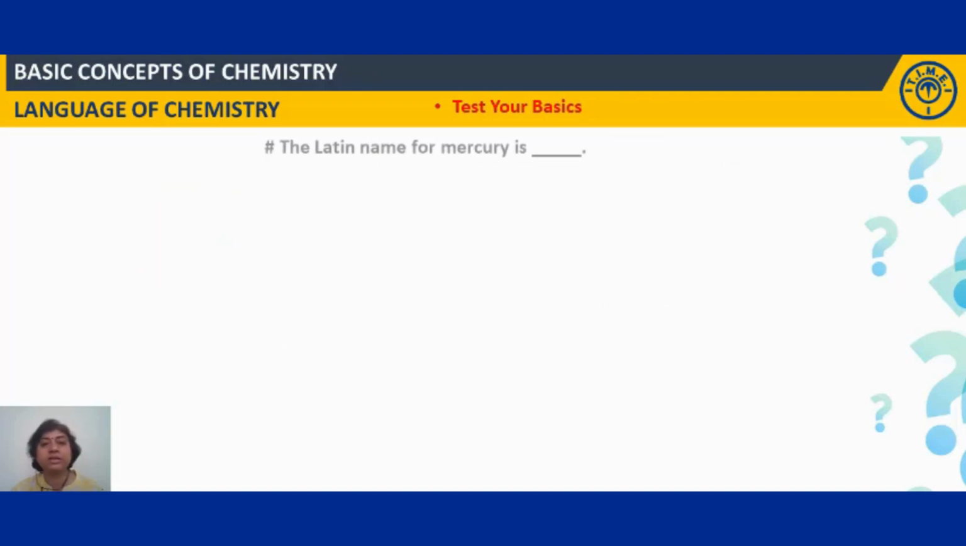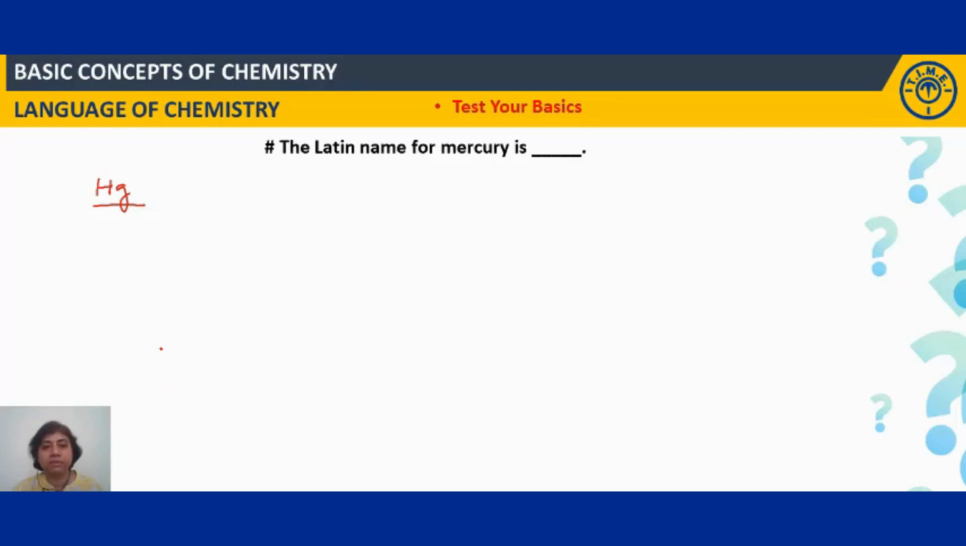So our next question is the Latin name of Mercury. The Latin name of Mercury already you have studied in basics. So Mercury symbol is, you know it very well. What is the symbol of Mercury? Let us write the symbol of Mercury first, Hg. So what should be its Latin name? Its Latin name is Hydrargyrum.